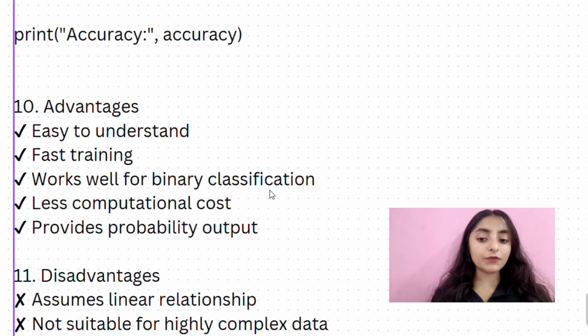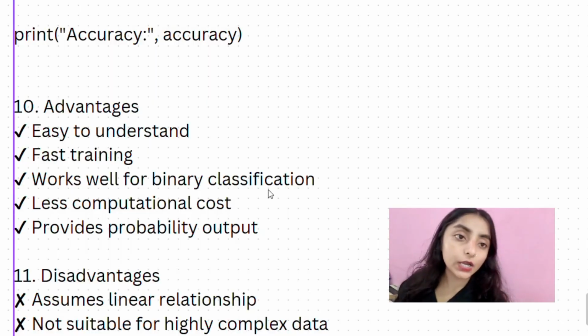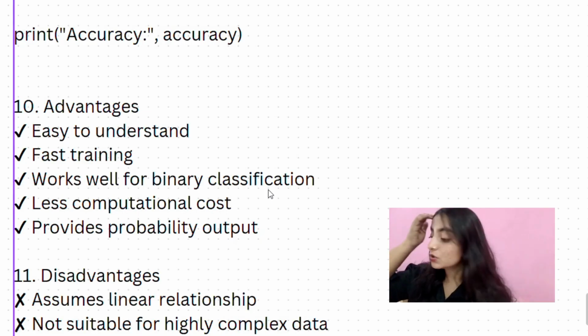And it has fast training and works well for binary classification. I told you, we use the sigmoid function to change predictions into binary format probabilities. So it works well on binary classification and has less computational cost. And it also provides probability output, meaning it provides values between 0 and 1, and decision boundaries.